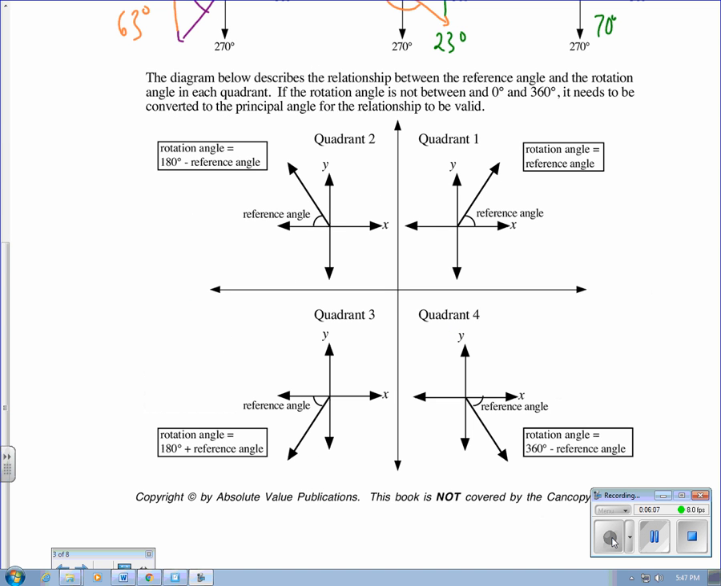Now, if you actually need rules to establish the reference angle, this might be a handy diagram to have, but for myself, I'd prefer to draw it and figure out the reference angle rather than to have all these additions and subtractions. But that's totally up to you. Let's turn the page.